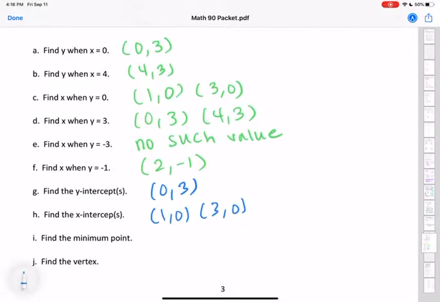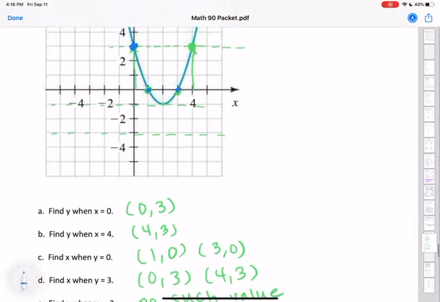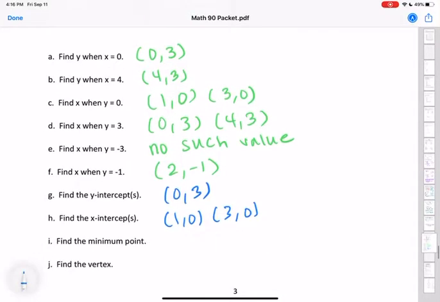Find the minimum point. So the minimum, that's going to be the lowest. Okay, so the minimum, to me, that looks like (2, -1). And that minimum point is also known as what? It's also known as the vertex, right? So it's just going to be (2, -1).